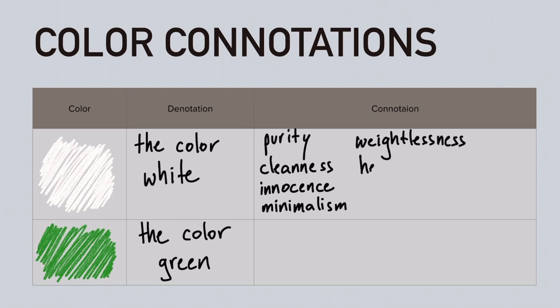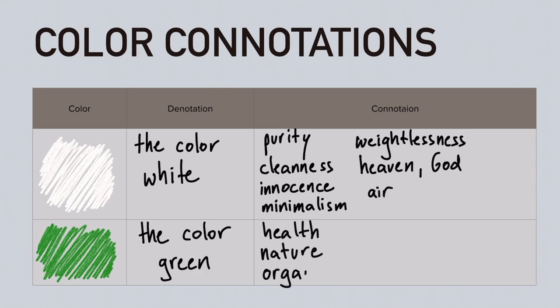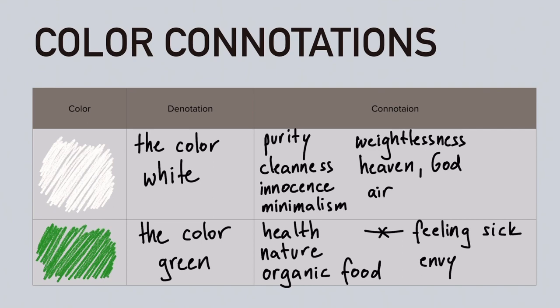So let's look at white. Look at all of these. Cleanness, weightlessness, heaven, God, air, minimalism, and there's a bunch more. And then we've got green. We've got everything that's natural, nature, natural things. We've got health and healthy things, organic stuff, okay?